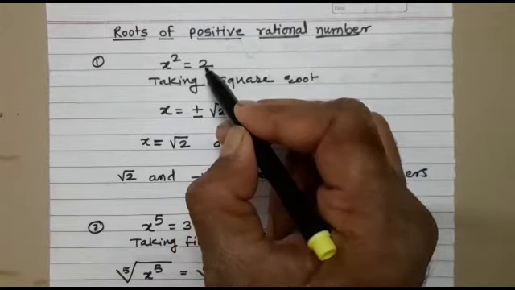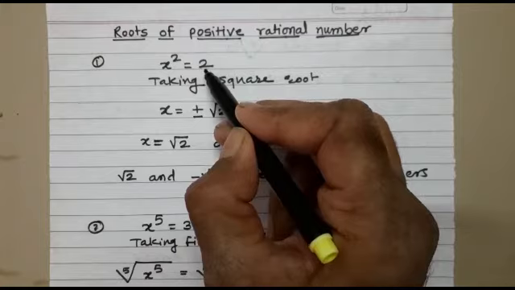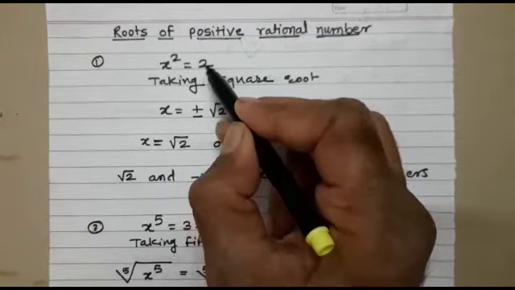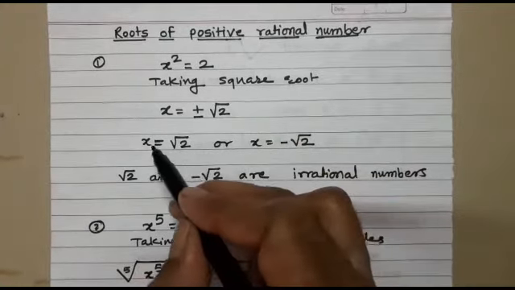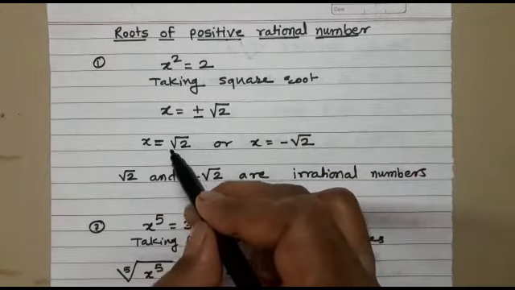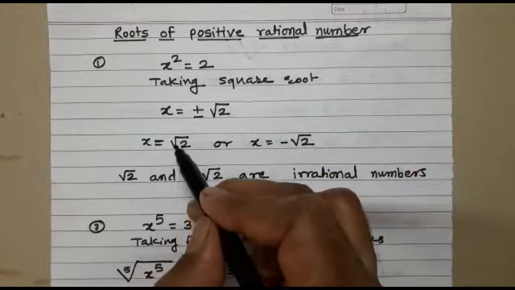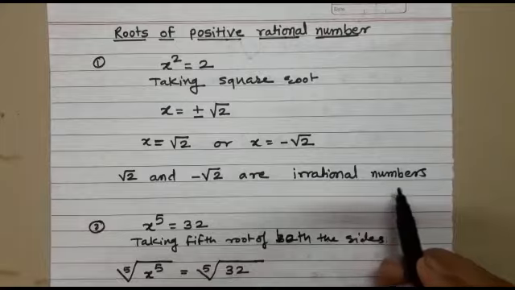But 2 is not a perfect square, or 2 is not square of any integer. That's why it remains in the square root. Now I am separating these two values with positive and with negative sign. x is equal to positive square root of 2 or x is equal to negative square root of 2, and these two are irrational numbers.